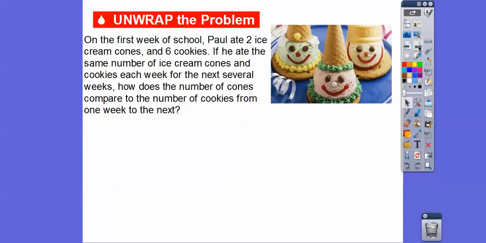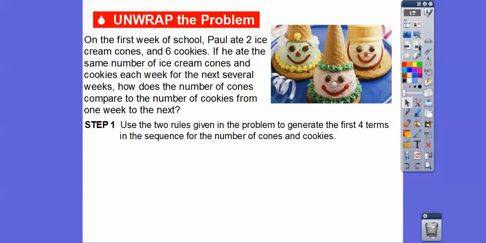So on the first week of school, Paul ate 2 ice cream cones and 6 cookies. If he ate the same number of ice cream cones and cookies each week for the next several weeks, how does the number of cones compare to the number of cookies from one week to the next? So what we're going to do is use the two rules. The two rules are he eats 2 ice cream cones and 6 cookies each week. We're going to use those two rules in the problem to generate the first 4 terms, which means the first 4 weeks, in the sequence for the number of cones and cookies.